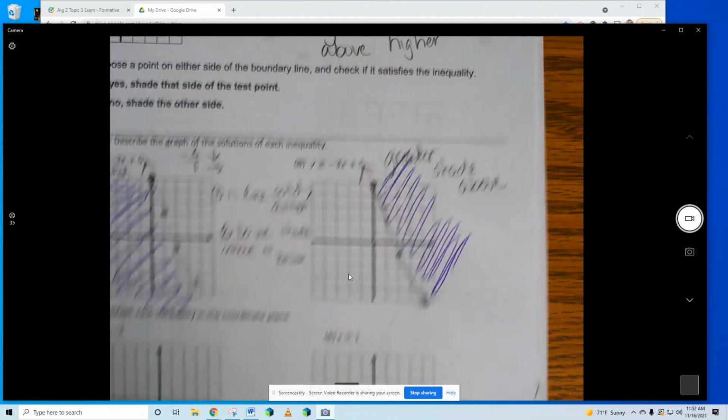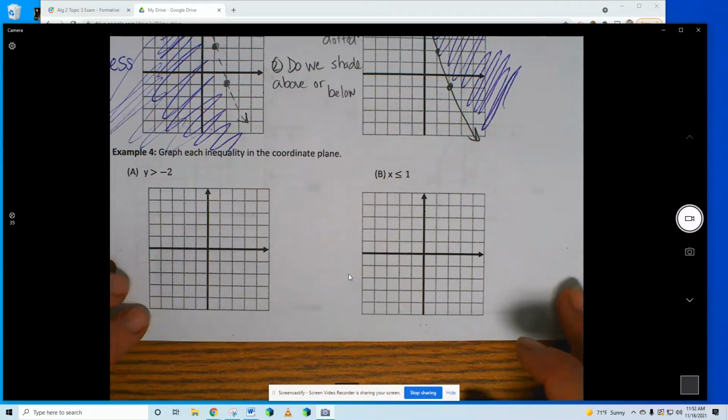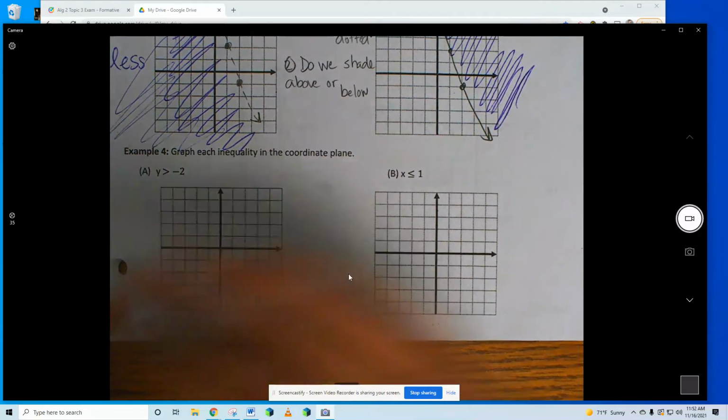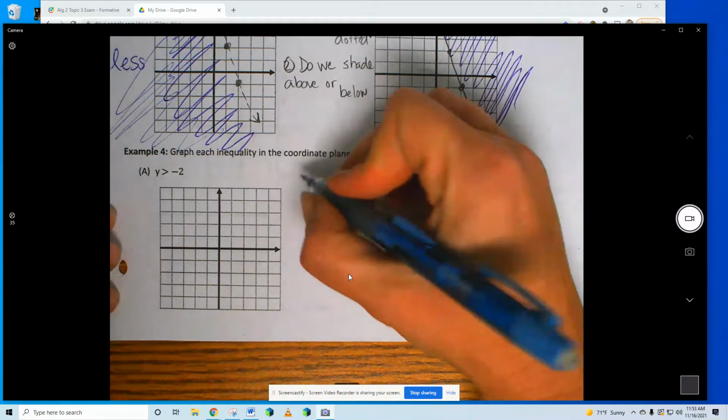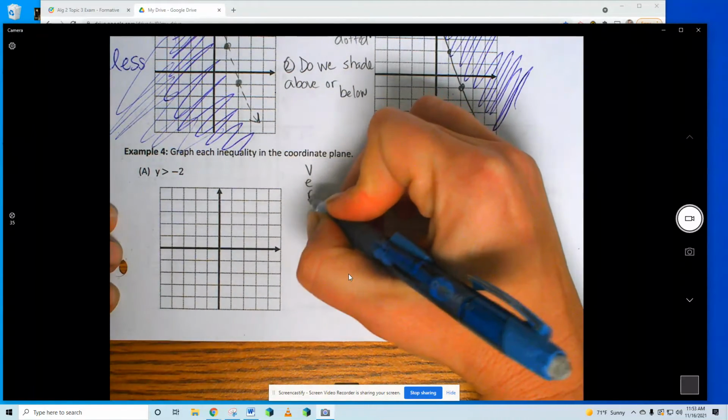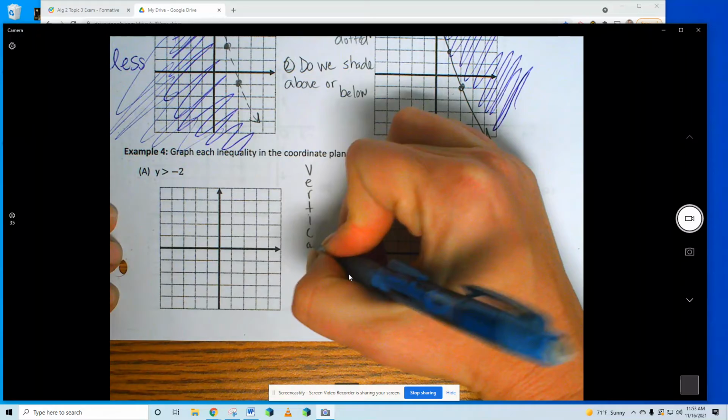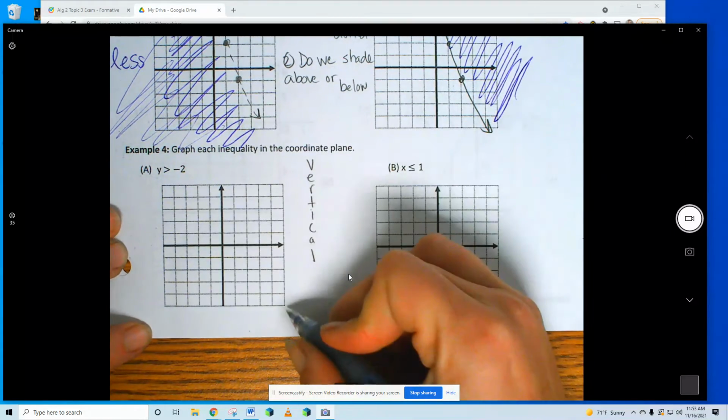All right, 4A and B. Ooh, these are straight lines. Which is vertical and which is horizontal? There's a difference. Vertical line goes like this. Horizontal line goes side to side.